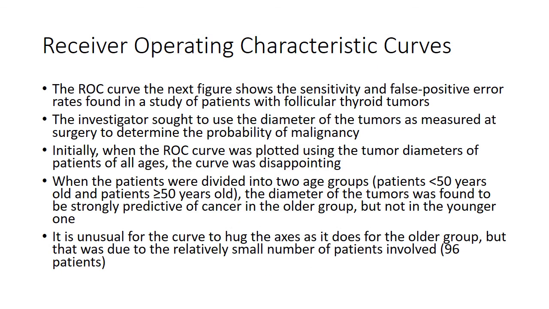So the next thing we're going to look at is a curve that was looking at follicular thyroid tumors and trying to look at the correlation between diameter of the tumors and the probability of malignancy. It's interesting because the initial curve they did really wasn't all that exciting. However, if they divided up patients into those who were less than 50 years and those who were greater than 50 years, they ended up getting much better results, as we'll see here in a second. And just note that it's pretty unusual for a lot of these curves to be as tight as this one is, but they have a relatively small number of patients, and so it's the best curve that they're able to develop.